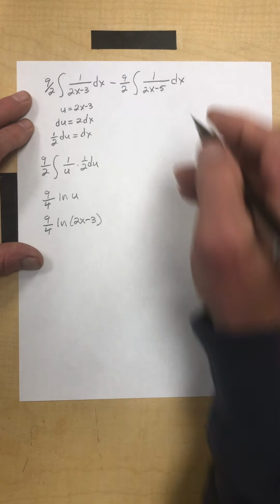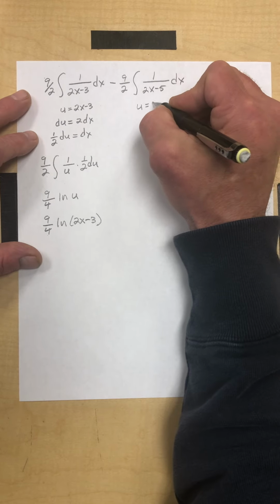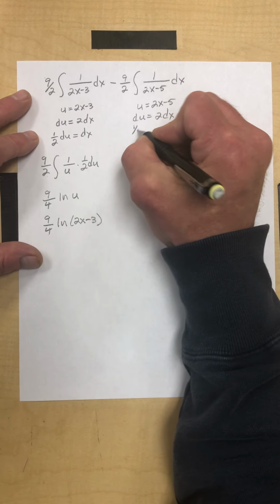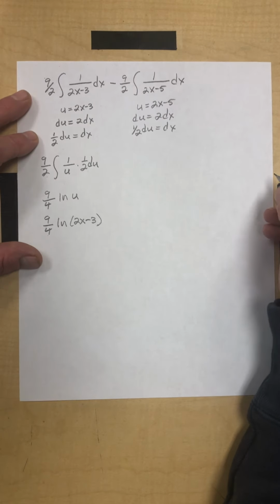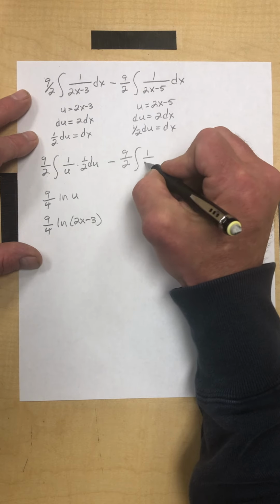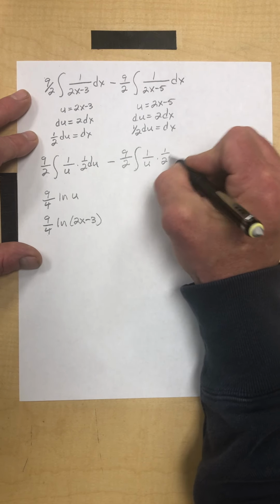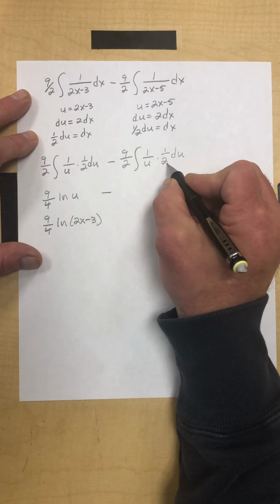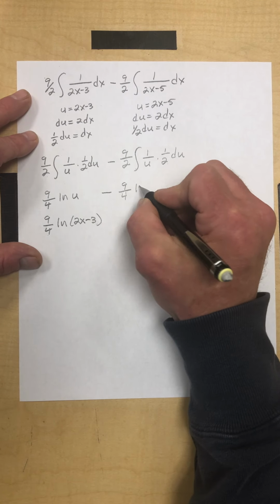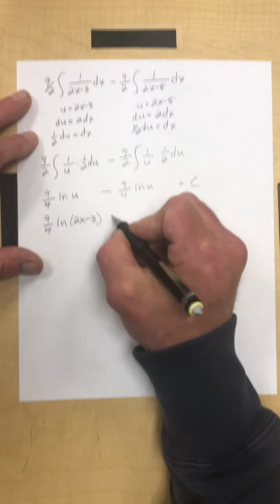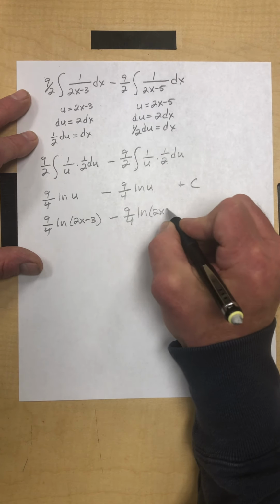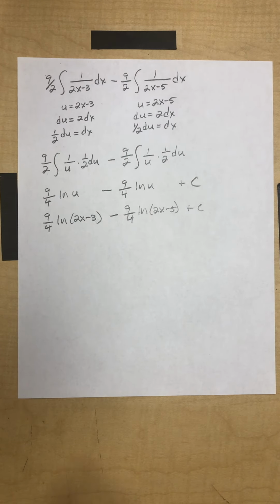Okay, so let's get this other guy. My u ends up being 2x minus 5. So my du is 2 dx. So I get 1/2 du equals dx. So I get minus 9 halves times the integral of 1 over u times my dx, which is 1/2 du. Again, the constant multiplier of 1/2 comes out front, so that's minus 9/4. Then I integrate 1 over u, so I get the natural log of u, and I can put my constant of integration in there now. So we have minus 9/4, and u right here is 2x minus 5, so I get the natural log of 2x minus 5, plus the c.